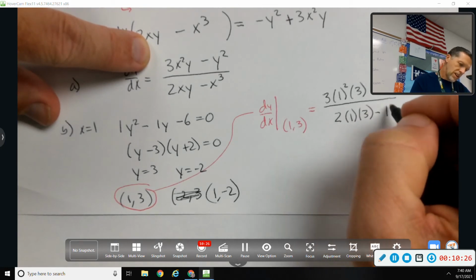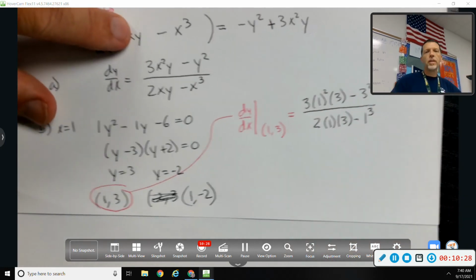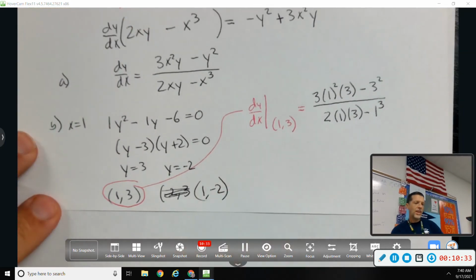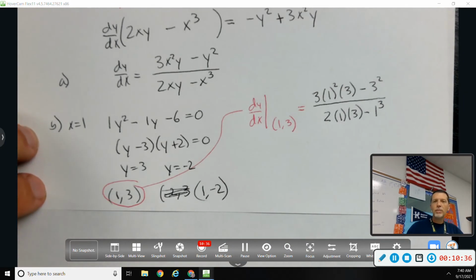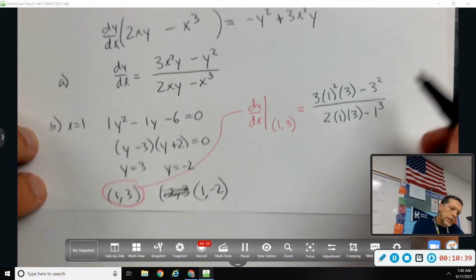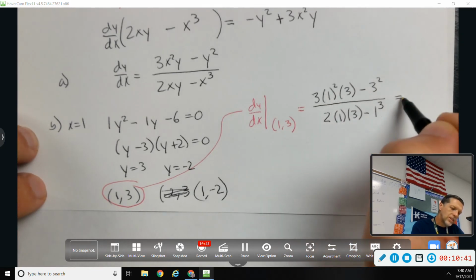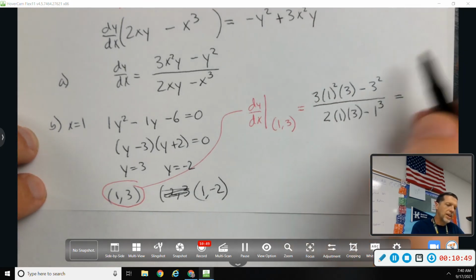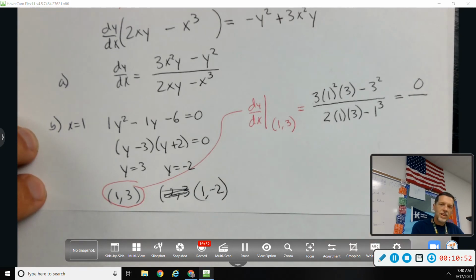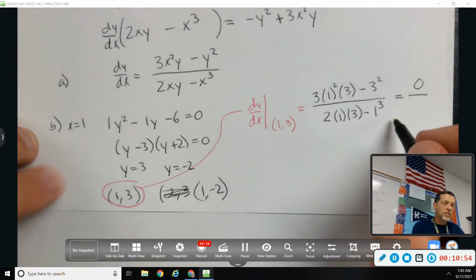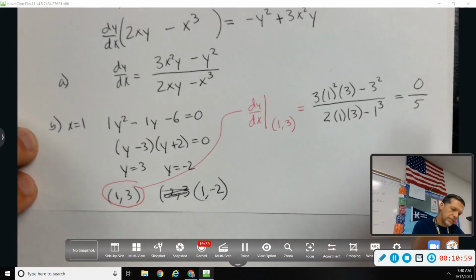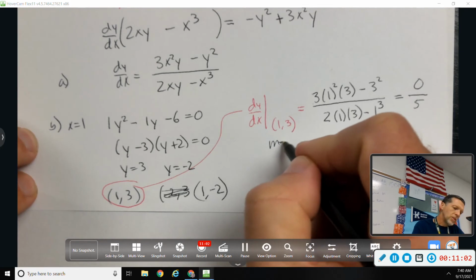Carefully. And if I was feeling lazy, I could leave it like that. It'd be accurate. Let's see. Oh, this is good. What's the numerator become? 9 minus 9. 0, and that means the bottom doesn't matter as long as it's not 0. 6 minus 1 is 5. So my slope is 0.